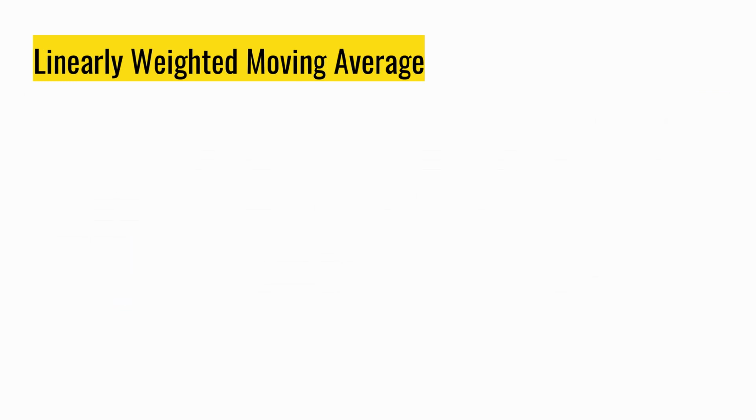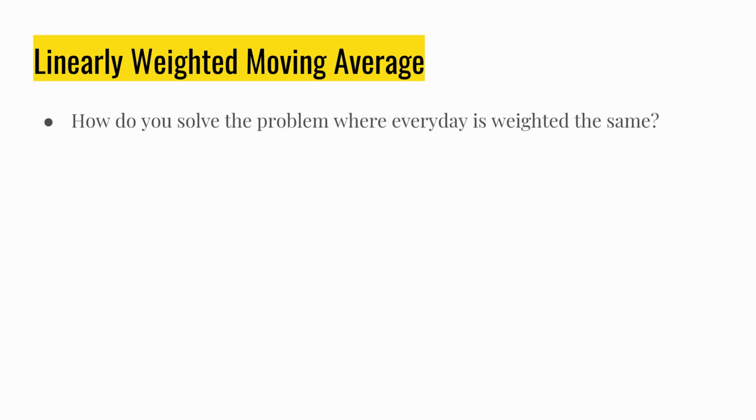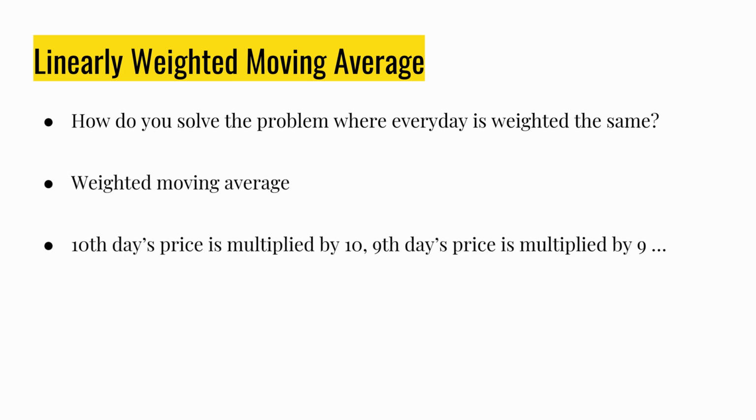The next moving average is called a linearly weighted moving average. This solves the problem where every day is weighted the same. It solves this problem because it is a weighted moving average. Since it is a linearly weighted moving average, it weighs the 10th day's price by multiplying it by 10, the 9th day's price by multiplying it by 9, and so on.